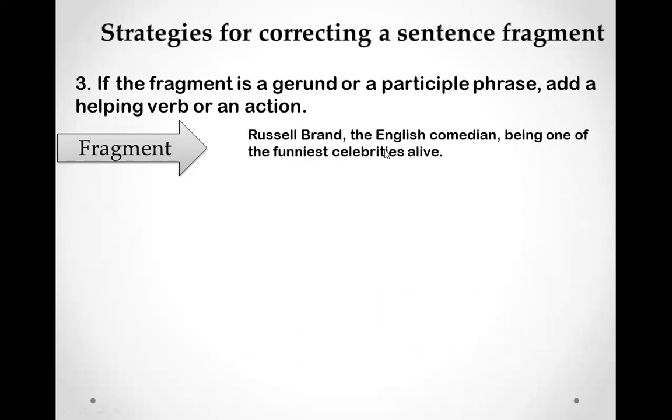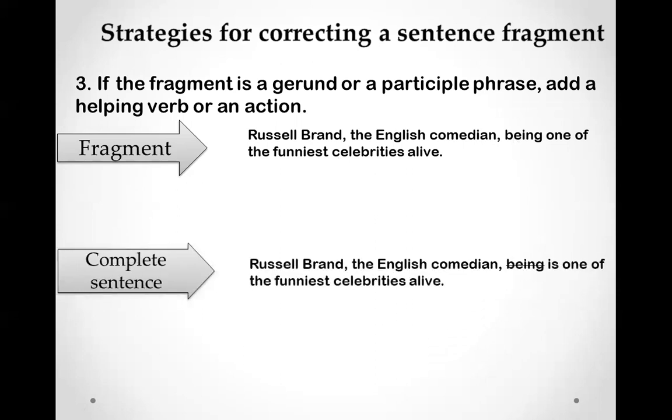Russell Brand, the English comedian, being one of the funniest celebrities alive. This is a phrase, it's incomplete. Why? Because I have being instead of having a verb. So that's a phrase. In order to have a complete sentence, you need a subject and a verb. Being is not a verb. Being here is a participle because it's verb plus ing, which is acting as an adjective. So that's a participle. What do we do if you have a participle phrase? You simply add a helping verb or an action verb. Russell Brand is one of the funniest celebrities alive, and the sentence will be complete.